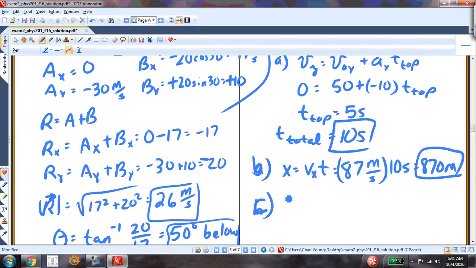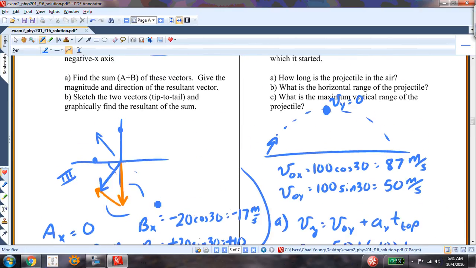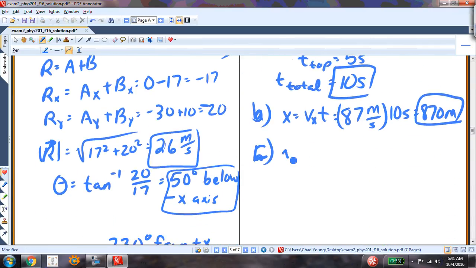C, I want to know the vertical range, the maximum vertical range. That occurs right here at this time, which is 5 seconds. Remember, this was 10 seconds over here. So at 5 seconds, I say y equals v naught y t plus 1/2 ay t squared. And this is t top for both of these, so 5 seconds. And I solve for y.